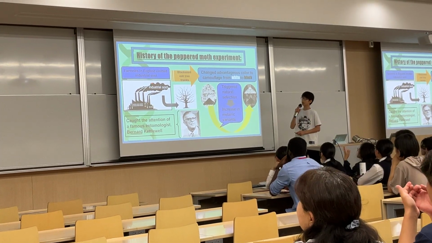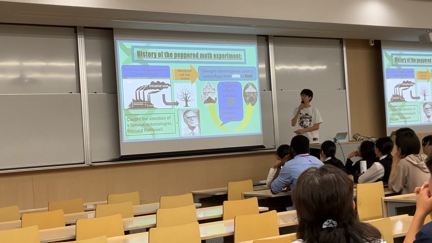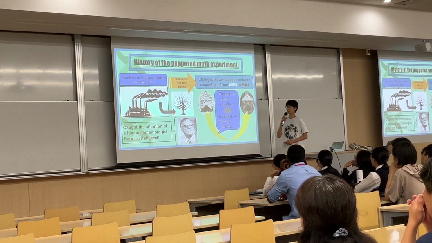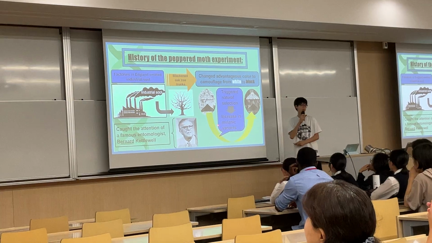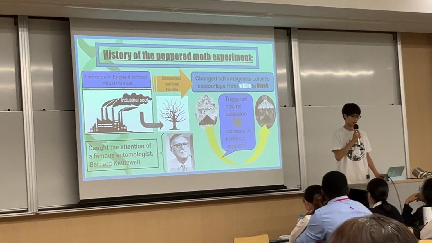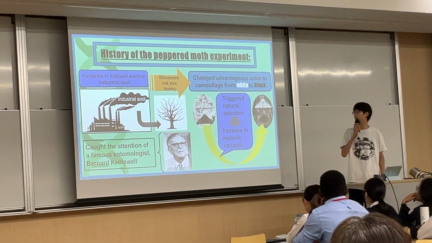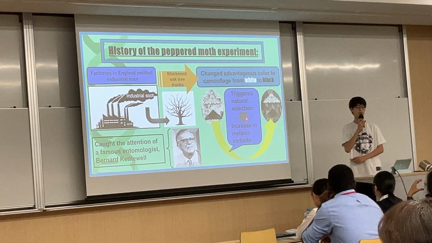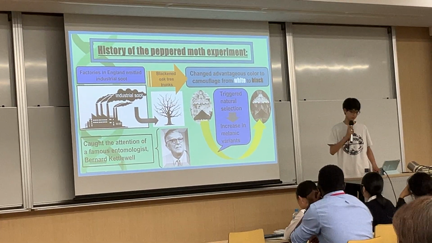As you can see, in the 19th century, factories in England emitted highly toxic industrial soot, blackening the white oak tree trunks, which were an important habitat for the pepper moth. This changed the advantageous colored camouflage from white to black, triggering natural selection and causing an increase in melanic variants.